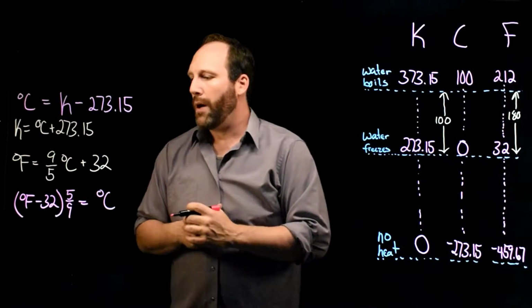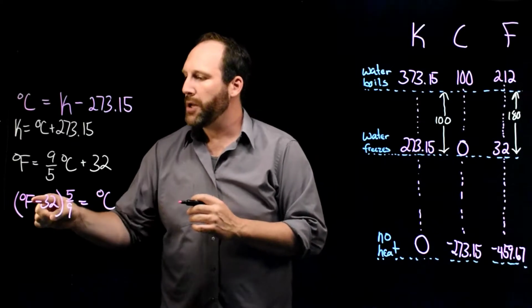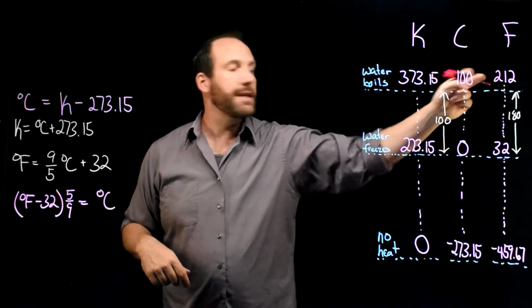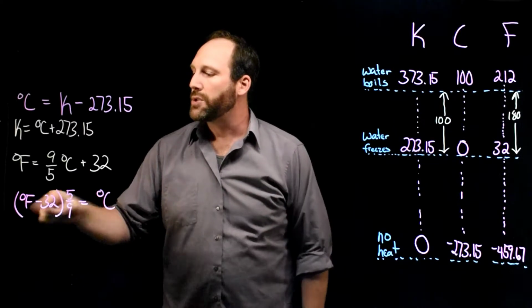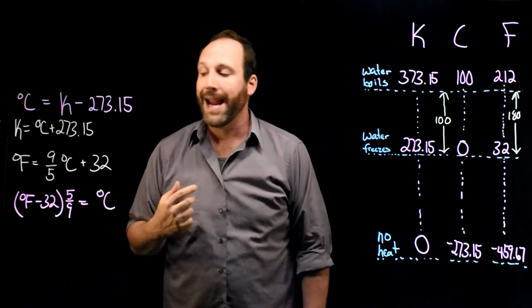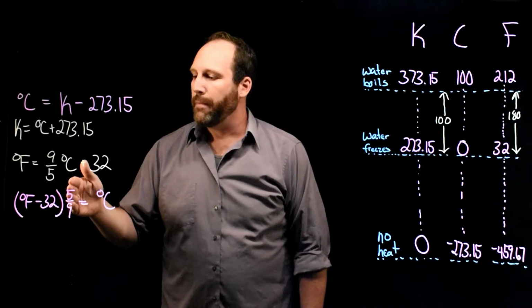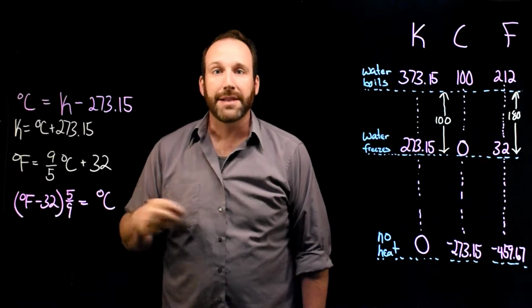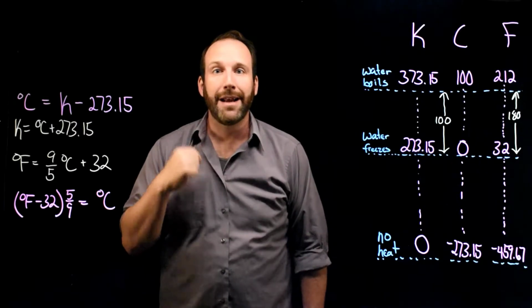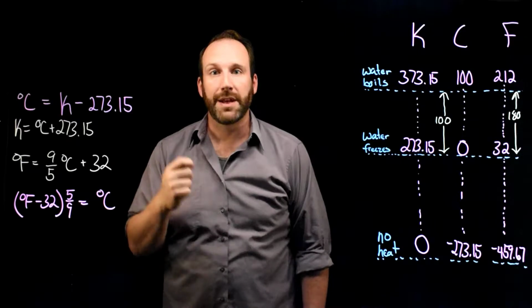And so we could work that out real quick, right? So let's go back to this example here. So let's say we're starting with 212. 212 minus 32 is 180. And then we have to take 180 and multiply it by 5/9. So 180 divided by 9, we can do that in our head. That's 20. And then 20 times 5 is 100.